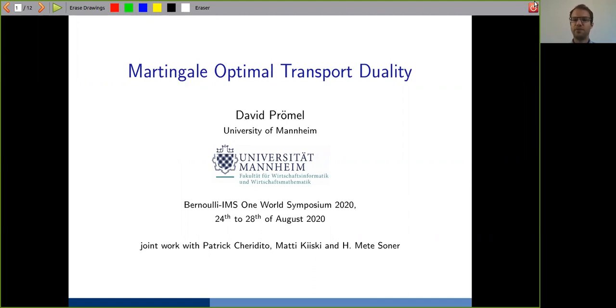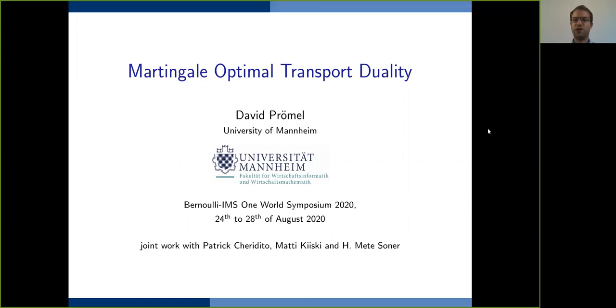I'm from the University of Mannheim, and I would like to talk about a joint work with Patrick Cheridito, Matti Kiiski, and Mete Soner. So martingale-optimal transport is heavily motivated by mathematical finance under model uncertainty. Please let me first recall the classical mathematical finance framework and how martingale-optimal transport arises in there before coming to the results about duality.